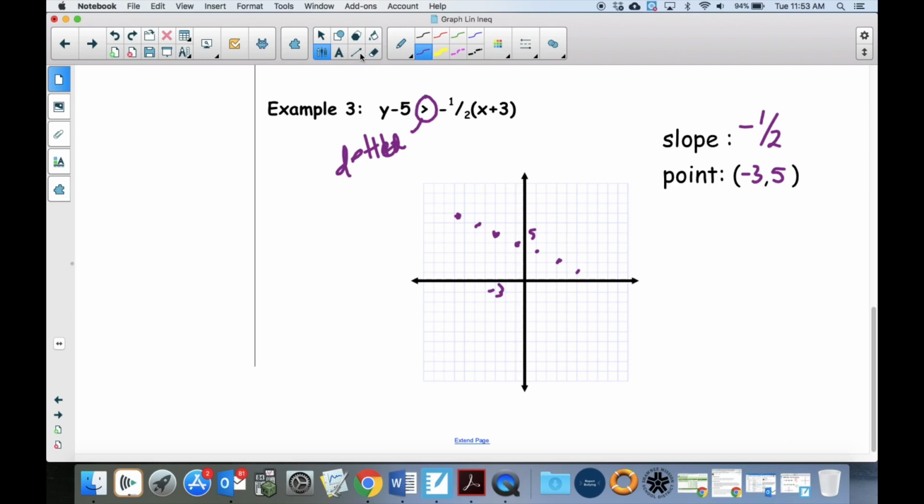Okay, I'm going to go ahead and connect my points. I need to make it a dotted line. Since I have my fancy tool, I can go back and change that. So I'm going to change that to a dotted line. And then I need to decide which way to shade. So once again, as far as the less than, greater than, this would be a pretty easy switch that I could just add 5 to both sides. And then I have y is greater than. Greater than means above. I should be shading up here.